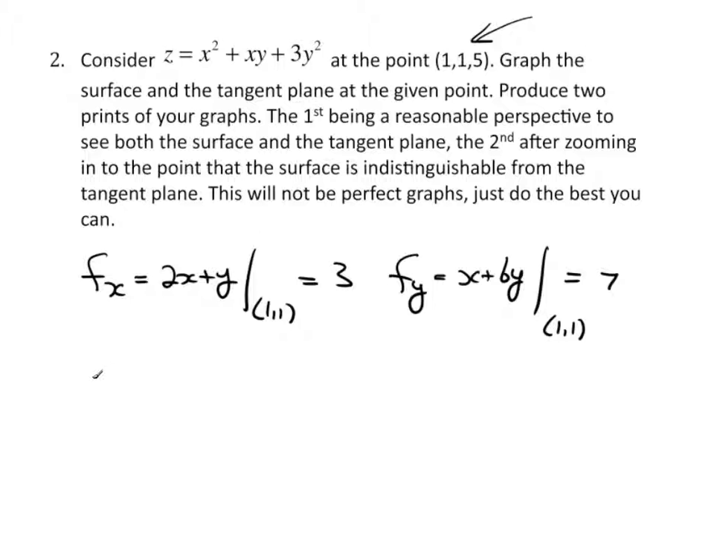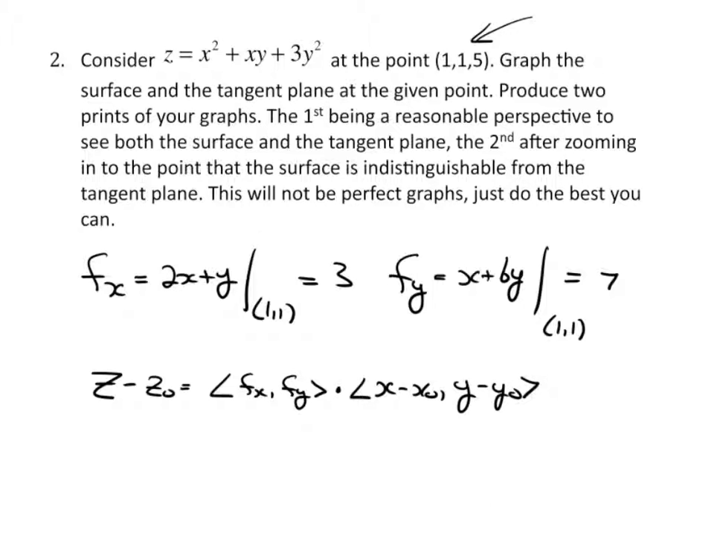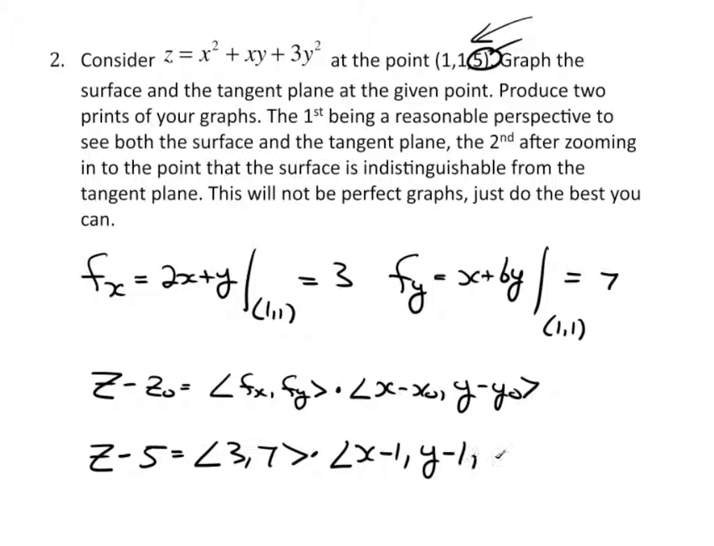Okay, so I'm going to think of this in terms of z minus z naught equals the partial of x, partial of y, dot x minus x naught, y minus y naught. So now I'm going to simply substitute in these values. I'll get z minus z naught, which is 5, equals (3, 7) dot (x minus 1, y minus 1). That's it.